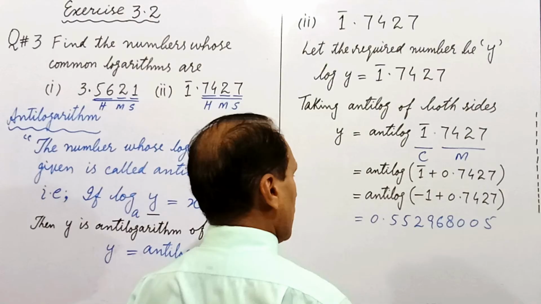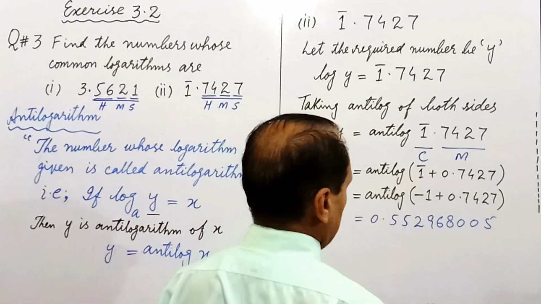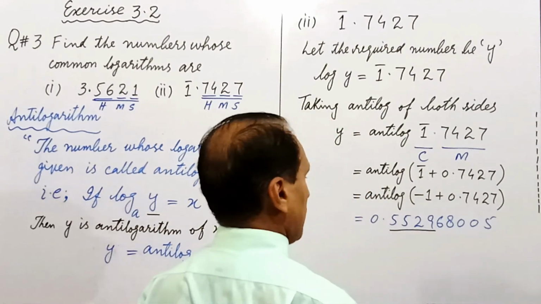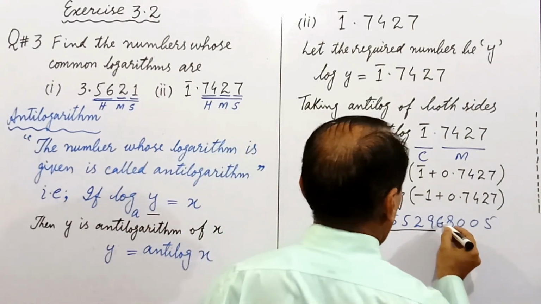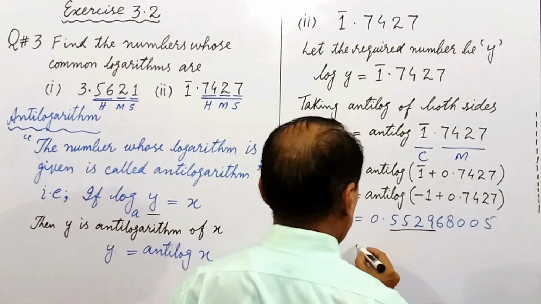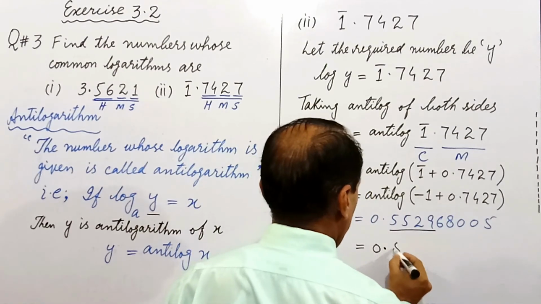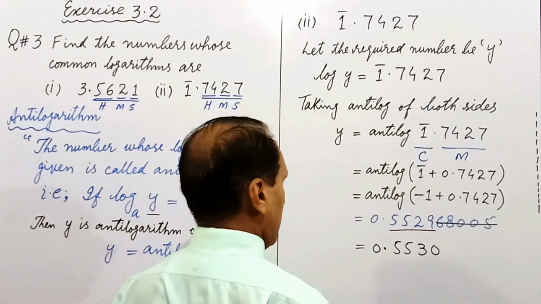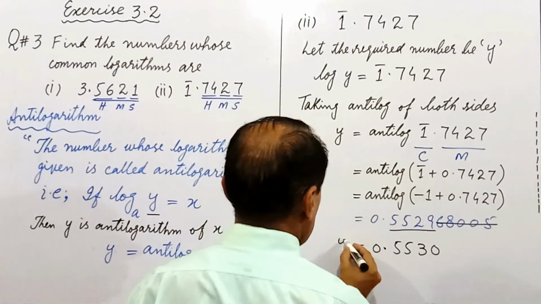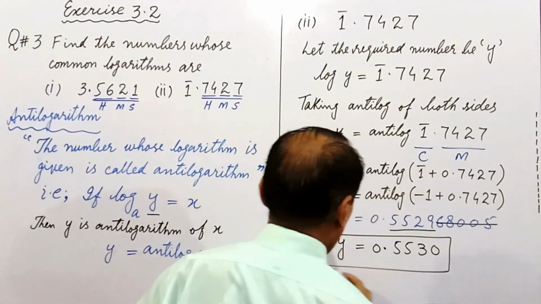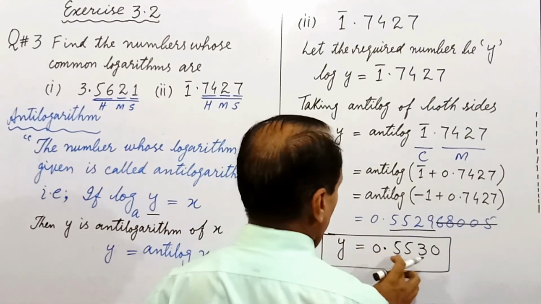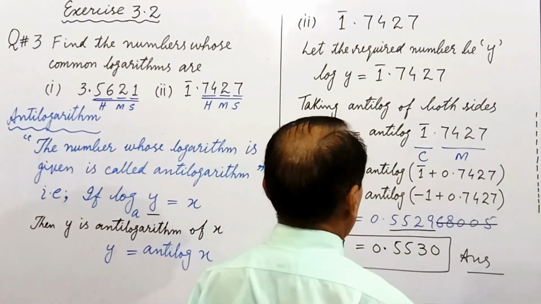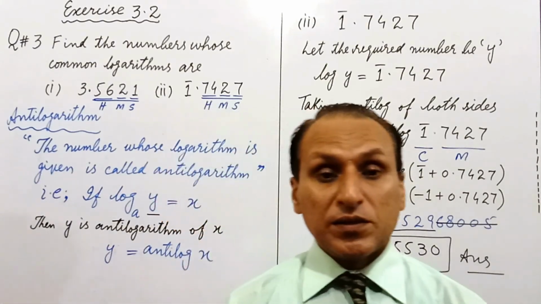We get 0.552968005 on the display screen. As we know that in anti-logarithm tables, we have to restrict that value up to the first four significant digits. When we round these, the value becomes 0.5530. These extra digits are removed by the rounding process, and hence we know the unknown number y is 0.5530, whose logarithm is 1 bar 0.7427. That's it for this question. Thank you.